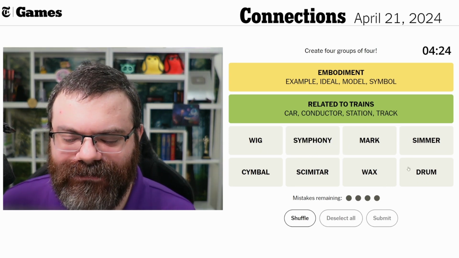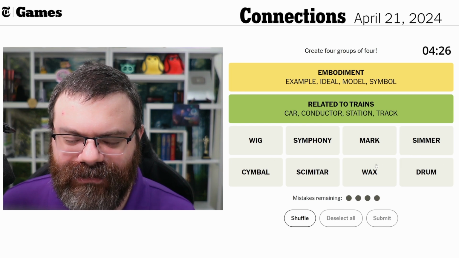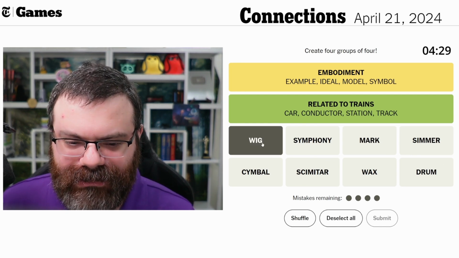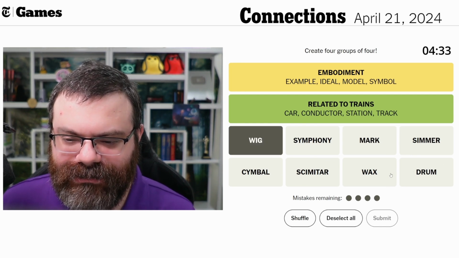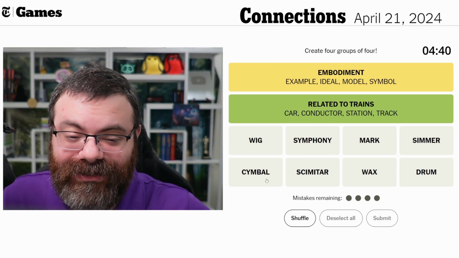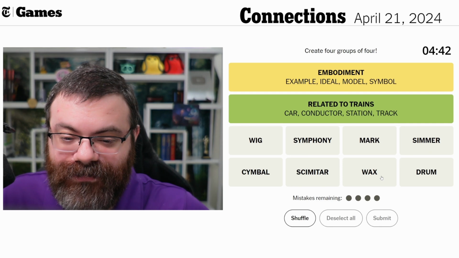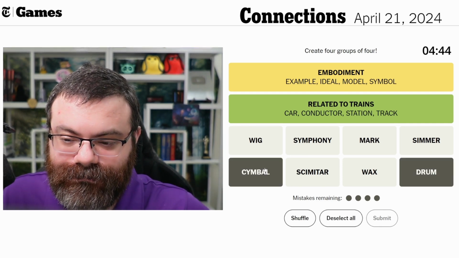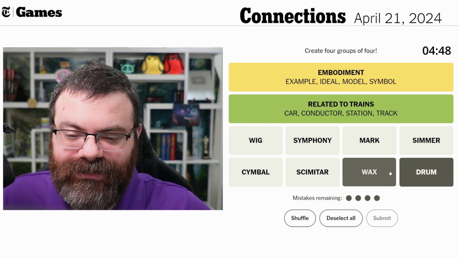I feel like there's a fill-in-the-blank phrase here heading for the purple. Big wig, maybe? Big wig is a phrase. Big drum. This is really weird. Like, what do these have anything to do with each other? I can't even find 2 things that relate, except maybe drum and cymbal. Those seem to relate. Part of a drum kit.